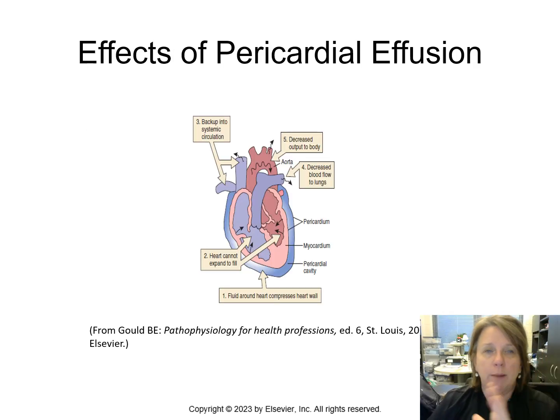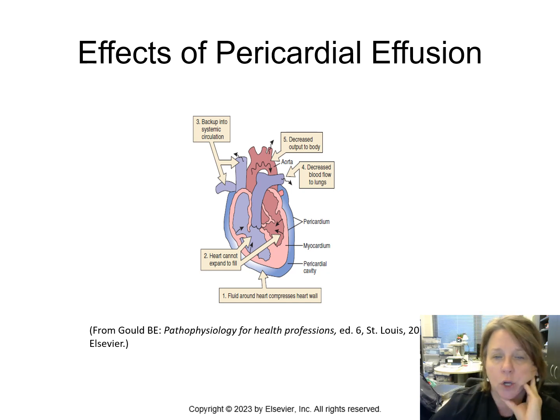So this is a great picture of pericardial effusion. We talked about that with the MI, but as you can see, the heart cannot expand to fill. It's showing you this backup system in circulation, decreased output to the body, decreased blood flow to the lungs. It's just not good. The heart can't do what it needs to do.